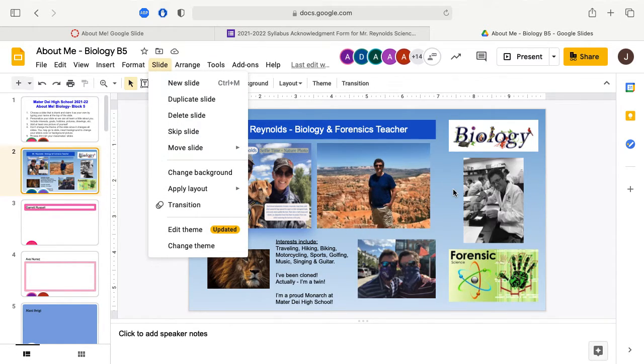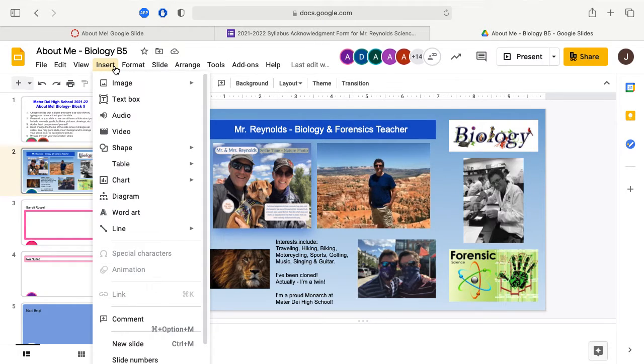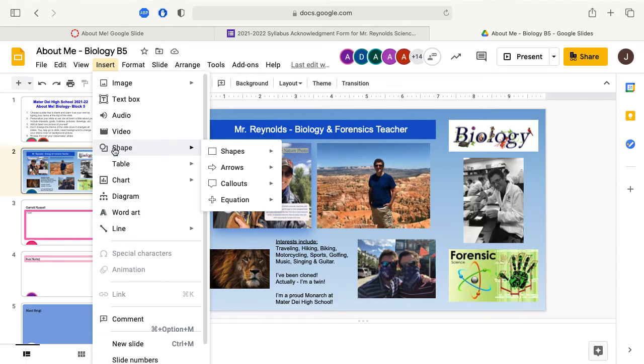So find some pictures of yourself. Right now, if you're not really knowing what to do, go ahead and maybe practice changing the color of the background. You could insert a text box. You could insert a shape. Just kind of get used to the Google slide.